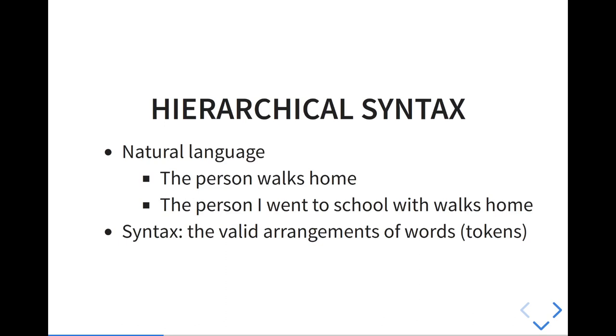So this kind of language that has this nested structure, there's a lot of cases of this. Not just HTML and C, human languages have this kind of structure. So think about these two sentences in English. You've got the person walks home. Subject, verb, noun. Just like you kind of learn in grammar school. But if you look at this next sentence, the person I went to school with walks home. So we have the same words as the prior sentence.